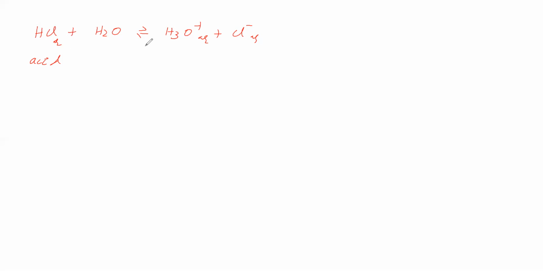Okay. Now we will see backward. Cl minus is becoming HCl as per the backward reaction by taking H plus from hydronium ion. Therefore, Cl minus is a base. Cl minus takes H plus from hydronium ion and gives HCl. Therefore, Cl minus is a base. Now we will take HCl and Cl minus.